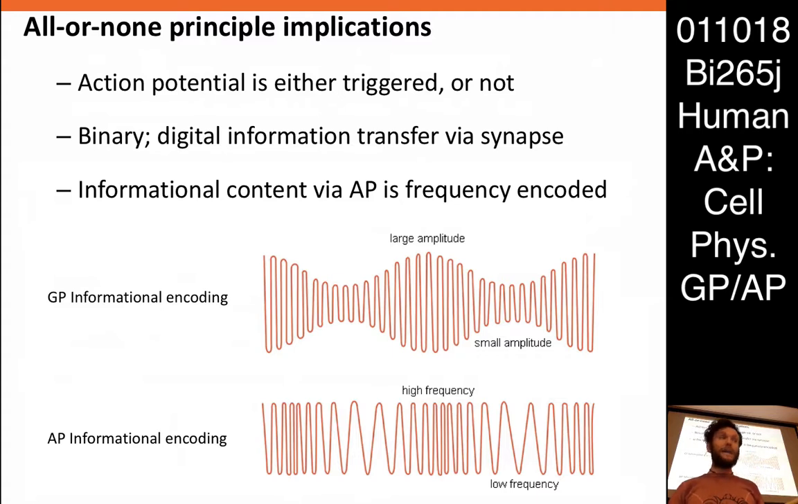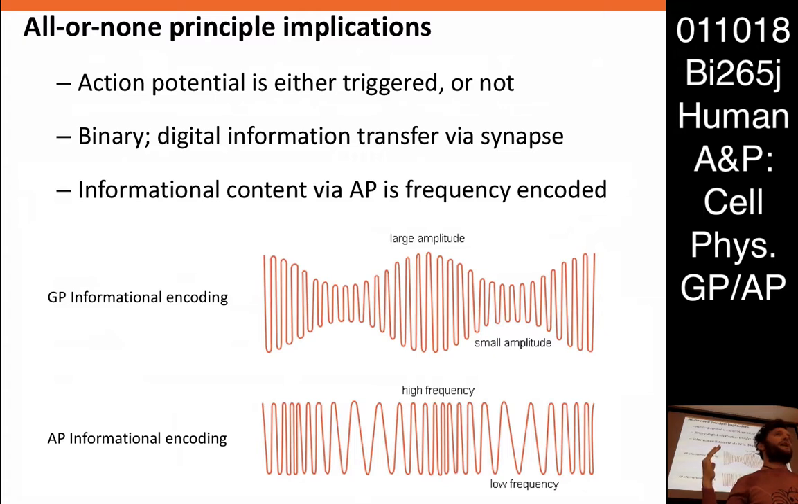Okay, so a graded potential is just like this. The informational content in a graded potential is the amplitude or the strength, how intense was the stimulus that was put on the membrane. Whereas with an action potential, the informational content, since it's all or nothing, you're either sending a signal or you're not.